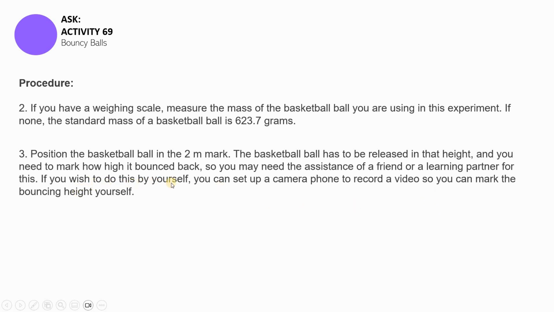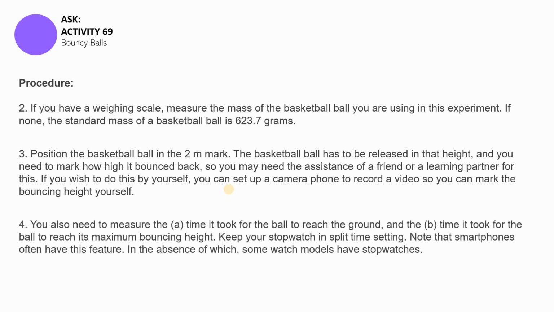If you do wish to do this by yourself, you can set up a camera phone to record the video so you can mark the bouncing height yourself. This is highly advisable. Okay, para mas accurate yung data mo, mag-setup ka na lang ng camera phone in such a way na nakikita yung mark, yung 2-meter mark, at makikita rin kung gaano kataas yung magiging bounce ng ball kapag nirelease mo na siya.